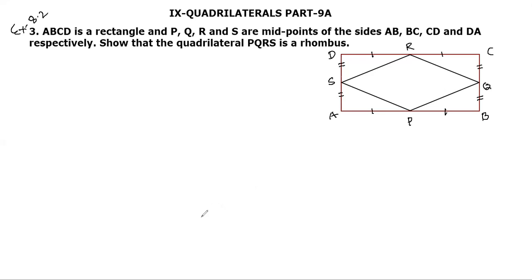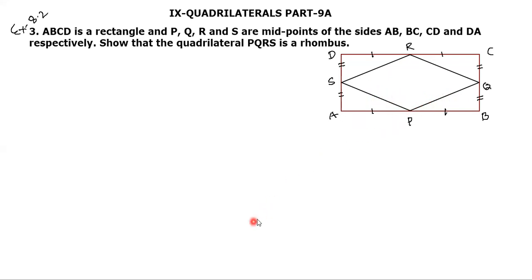Remember, just keep in mind, when you have to prove that it is a rhombus, first we will show that PQRS is a parallelogram. Once it becomes a parallelogram, then opposite sides are already equal in any parallelogram, so if two adjacent sides are also equal, then it will become a rhombus. So first we will show that PQRS is a parallelogram, then after that, if these two sides PQ and PS are equal, meaning adjacent sides are equal.